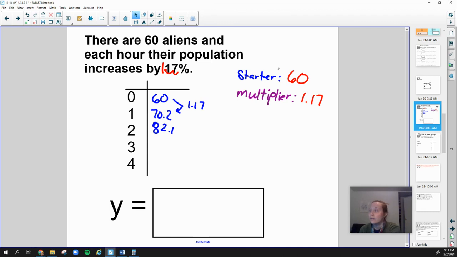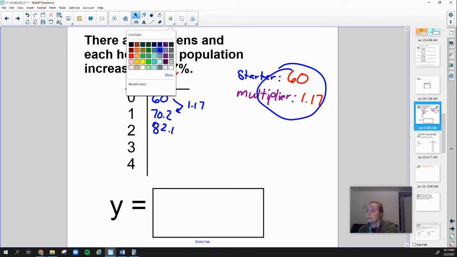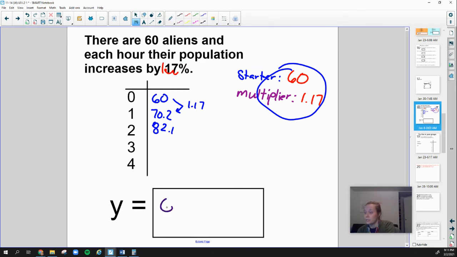Given this information, a starter of 60 and a multiplier of 1.17, what's our rule going to be? Y equals 60 times, parentheses, 1.17 to the x. Perfect. All right, that's kind of the big pieces.